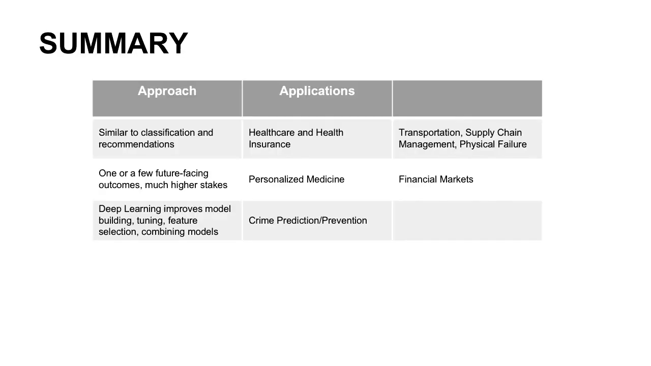Summing up, we didn't spend a lot of time talking about approach here because the approach is pretty much the same. The really big difference is the target, the outcome that we're looking for. In this case, it's one or a few future-facing outcomes, again, higher stakes. And then deep learning really helps in a variety of ways. We can build the models, we can tune them better, we can select those features, we can combine models together. And then applications, sky's the limit here. We talked about healthcare and medical, personalized medicine, crime prevention and prediction, and then obviously a variety of use cases in the transportation, supply chain, and e-commerce space and financial markets. That's just a small list of the large variety of applications here.